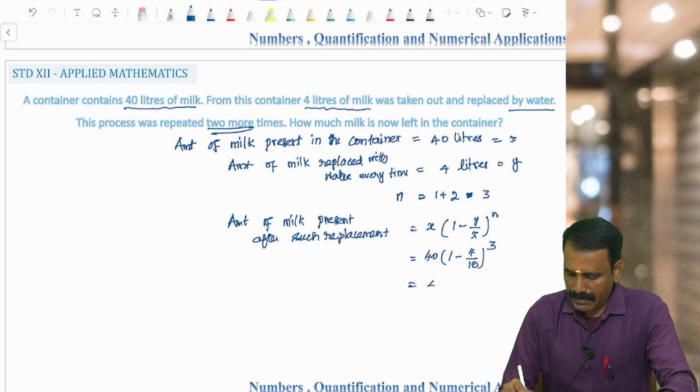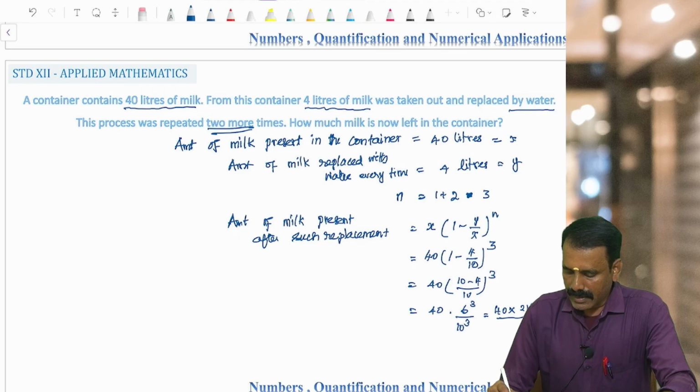We take LCM, it is going to be (10 minus 4) by 10 whole cube, so 40 into 6 cube divided by 10 cube. We have to simplify this expression. 6 cube is 216, divided by 10 cube, 1000. So we cancel this one. So we have 216 multiplied with the 4.